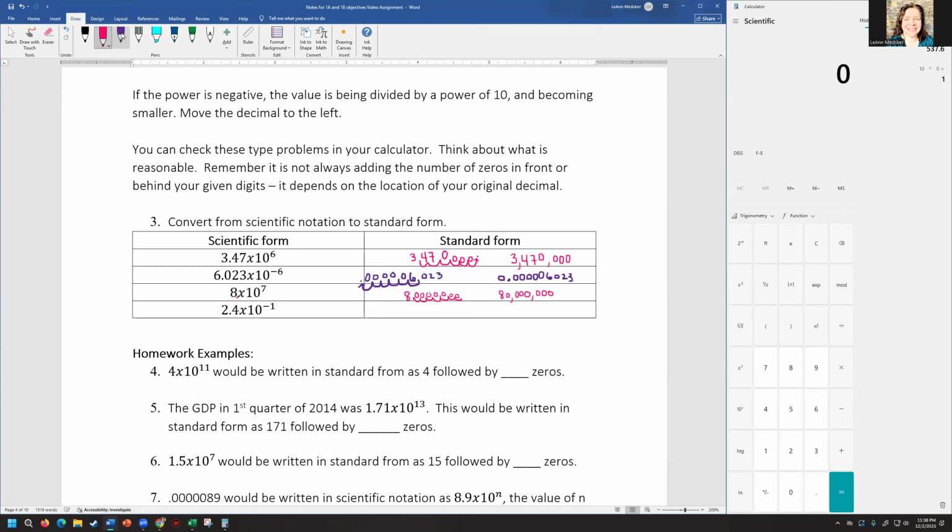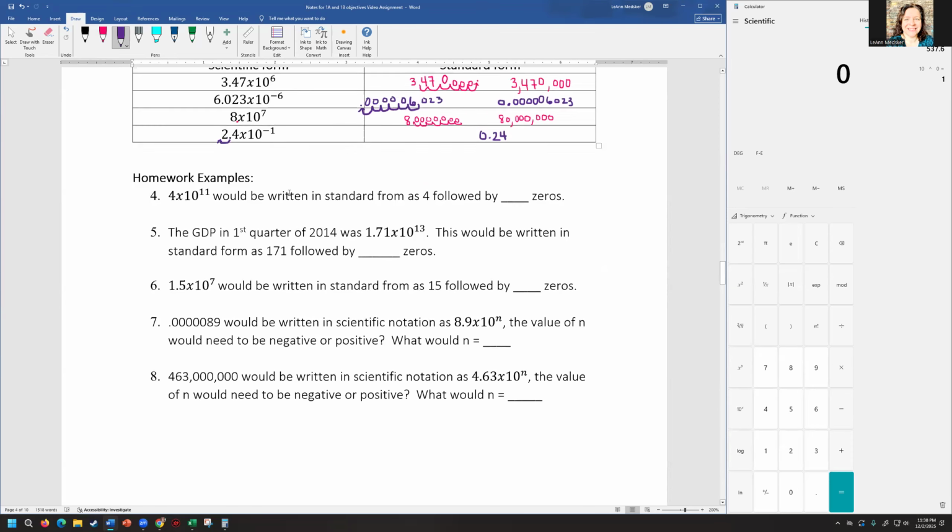Okay. And then for the last one in this table, we need to move 1 place to the left. So I'm going to just show it right here. So that would be 0.24.